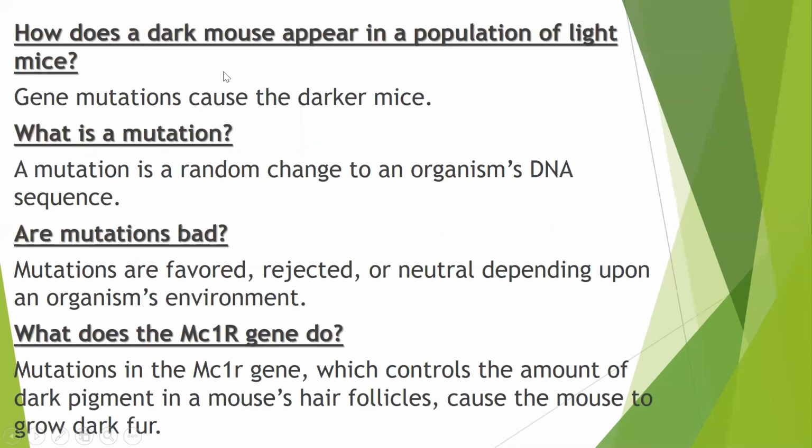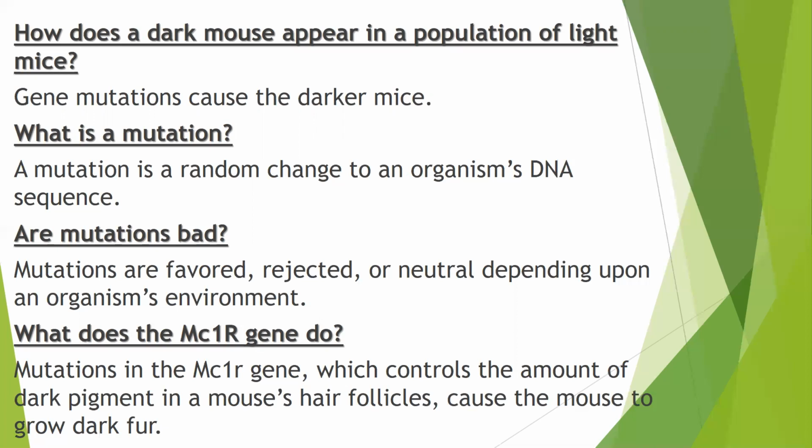How does a dark mouse appear in a population of light mice? It's from a genetic mutation, right? Because of a mutation in a particular gene. Remember that a gene is the directions for one protein. The MC1R gene is a melanic gene. It's a gene that codes for the color brown. It's a melanic version, a brown version. What is a mutation? A mutation is a random change in that organism's DNA sequence.